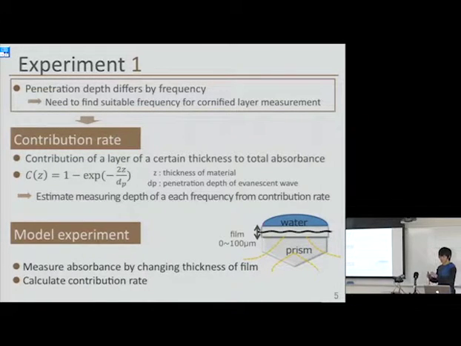So I conducted a model experiment. I put the film on the prism and measured absorbance while changing the thickness of the film from 0 to 100 micrometers, and I put water on the film. Then I made some layer structure. Then, from the result of absorbance, I calculated the contribution rate.